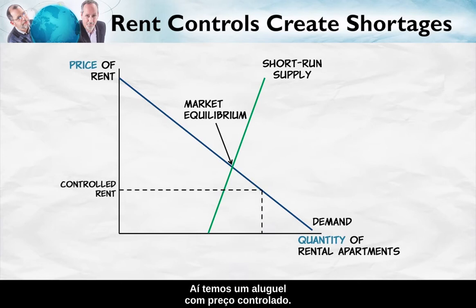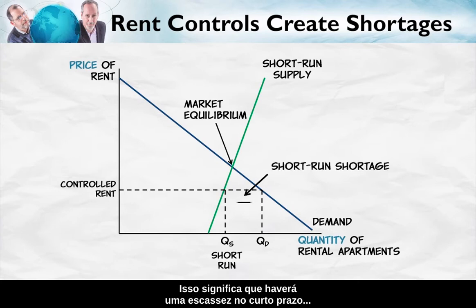So we have a controlled rent. This means that there will be a shortage in the short run, and it's given by this amount on the diagram. Note that most of the shortage comes from an increase in the quantity demanded when you push the rent below the market equilibrium rent, when you lower the rent. Only a little bit of the shortage comes from a decrease in the quantity supplied.